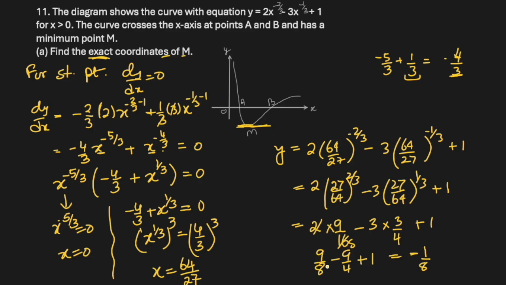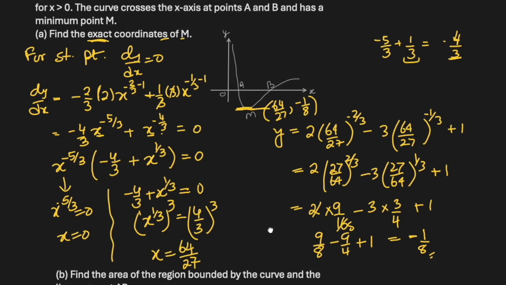Let me see again. Minus 18 over 8, so minus 9 over 8. So minus 1 over 8. That's the y coordinate. So M's coordinates become 64 over 27, comma minus 1 over 8.